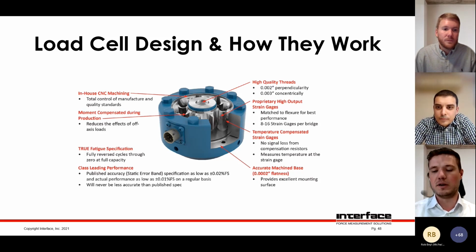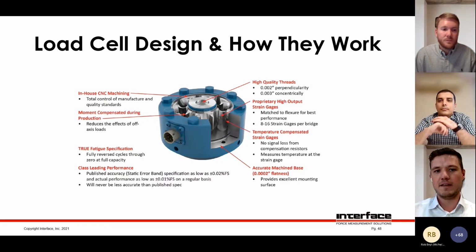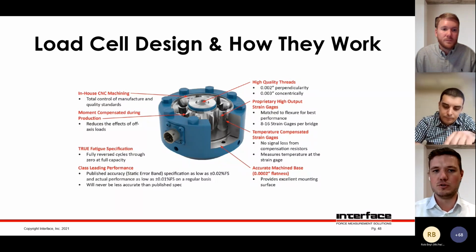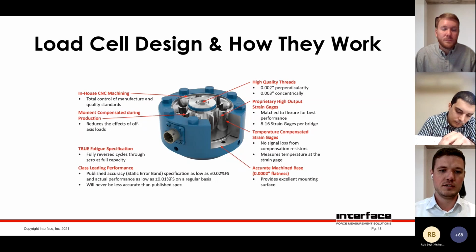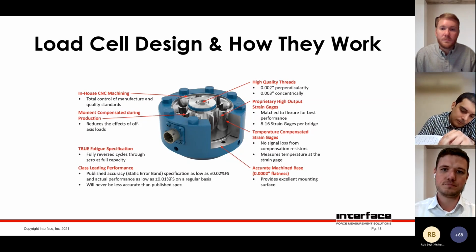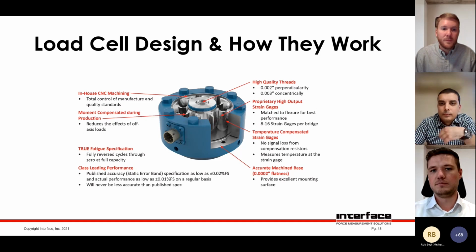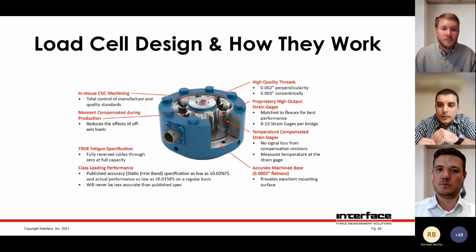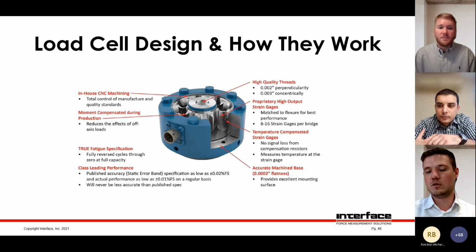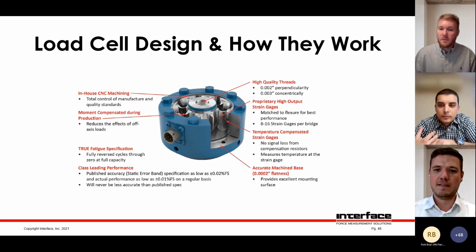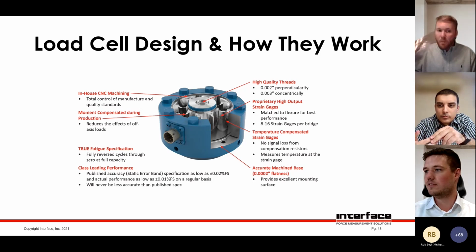We talk about hundreds of millions of cycles fully reversed, so all the way from full-scale tension to full-scale compression. We also have control of the specifications and what materials get used, what gauges are chosen for a specific load cell's performance, so we can have class-leading performance there. The threads that we use are high quality. You can specify, but we do some standard, very high quality coarse and fine threads depending on what's needed. And yeah, it's just overall a fantastic product.